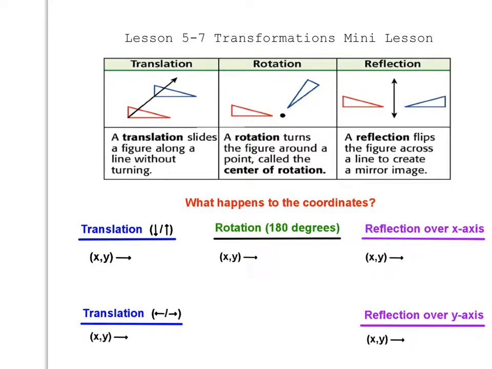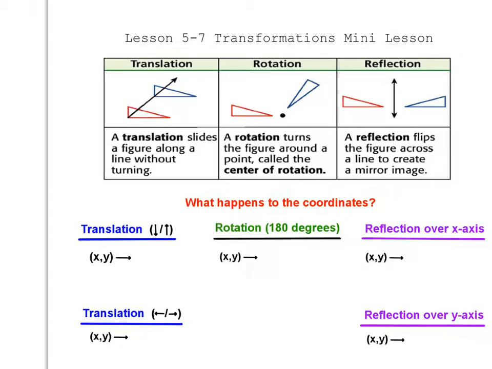Hello, today we're going to be looking at lesson 5-7, which is transformations. If you recall, we've already done a transformation this year, but it was dilations. For a dilation, you were changing the size of an object, but not changing the shape. This lesson, however, we aren't changing the size or the shape. We are only changing the position.